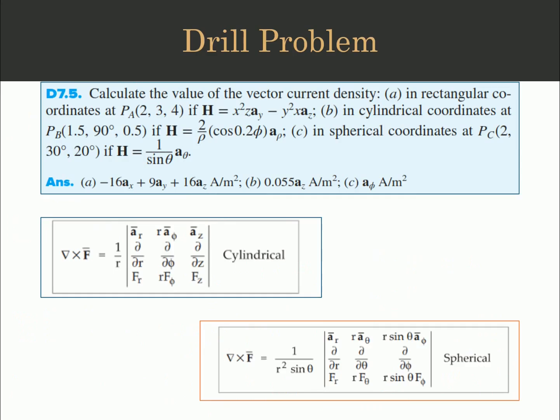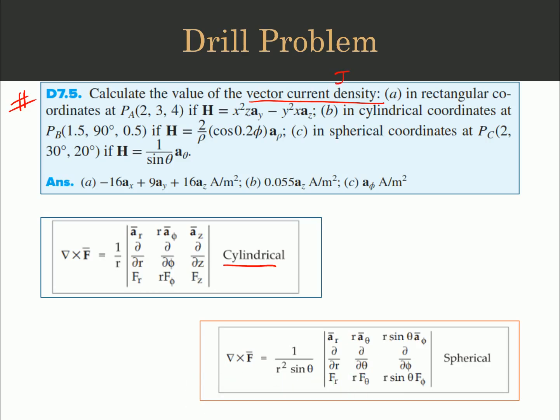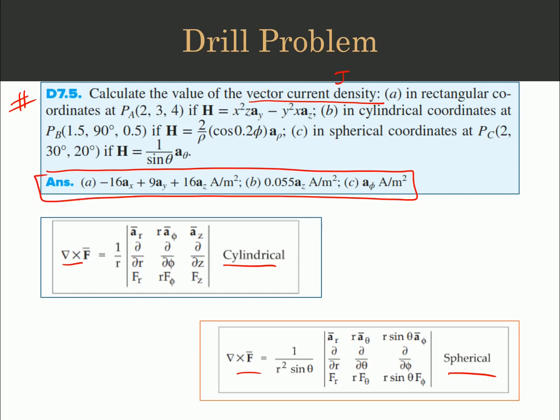I suggest that you go home and try this next drill yourself, where you have to find the vector current density, which is basically J, by using the values in the cylindrical and spherical coordinate systems. And the equations that you have to use, you can use this determinant to find the unknowns, and that will give you the following answers, which is shown over here. And this concludes our lecture for today.